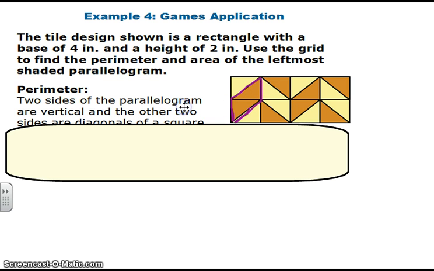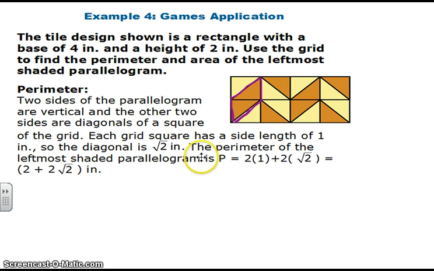And so we talked about finding perimeter yesterday. You can find 2 times the square root of 2 plus 2 times 1, or you could do square root of 2 plus 1, that whole quantity, times 2. Either way, we get 2 plus 2 times the square root of 2.